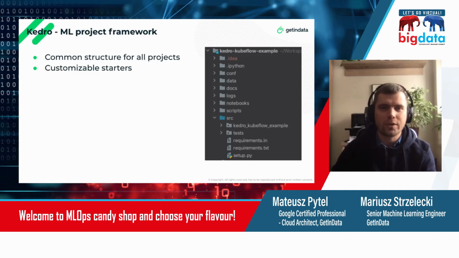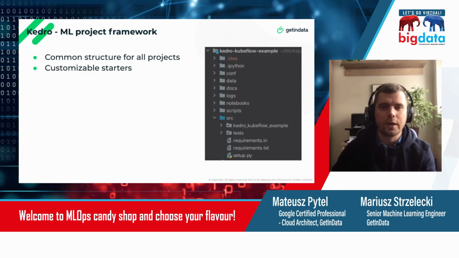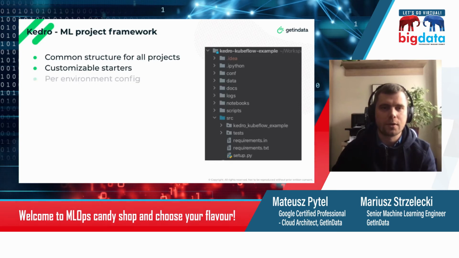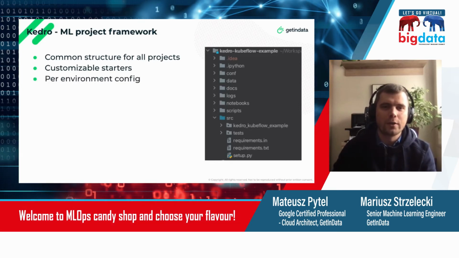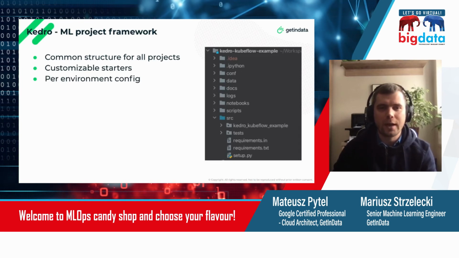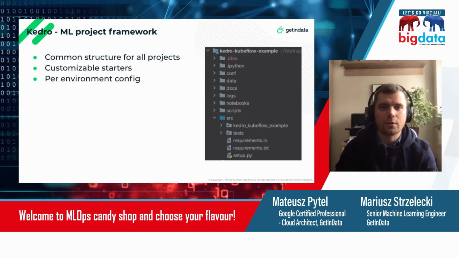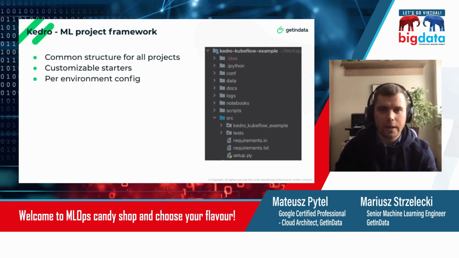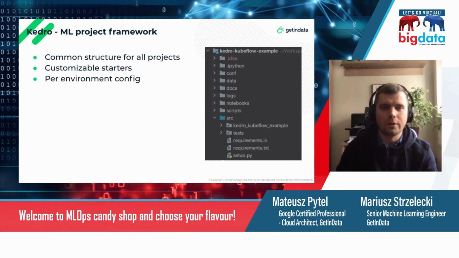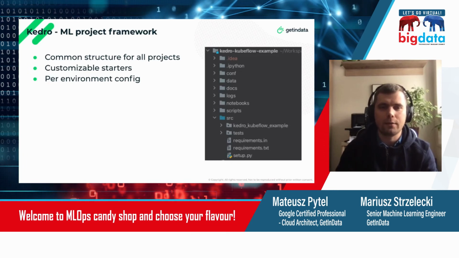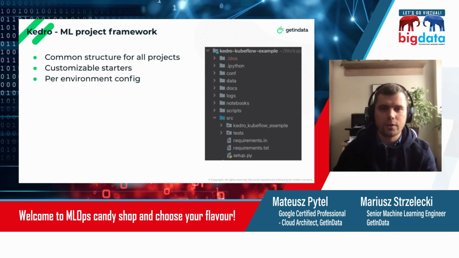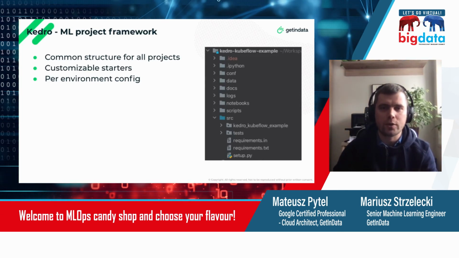You just pick the proper starter and you are good to go, just focusing on implementing the meat of the machine learning process. Another nice thing is per environment config. It allows you to define the environment configuration as well as data configuration in the config files, and you can easily switch your runtime from local development data, some test data, for example, or the production environment without changing a line in your code. This is very convenient for productizing the project.